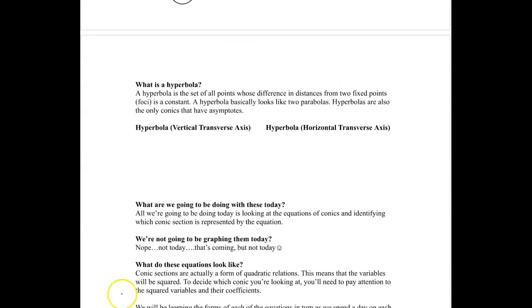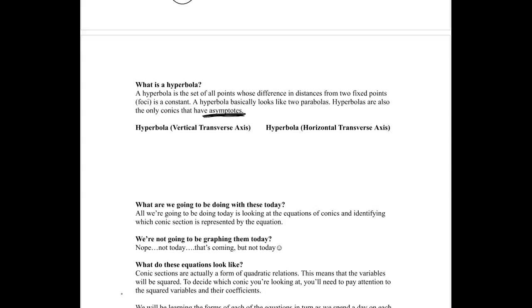Kind of cool. Alright, the last one that we're going to talk about is a hyperbola. A hyperbola is just a set of all points whose difference in the distances from two fixed points, called the foci, or foci, whatever you want to call it, is a constant. A hyperbola basically looks like two parabolas. Hyperbolas are also the only conics that have asymptotes. Yeah, those are coming back.